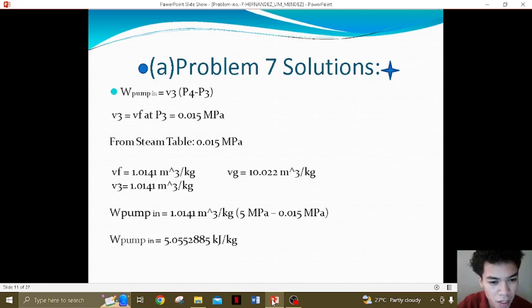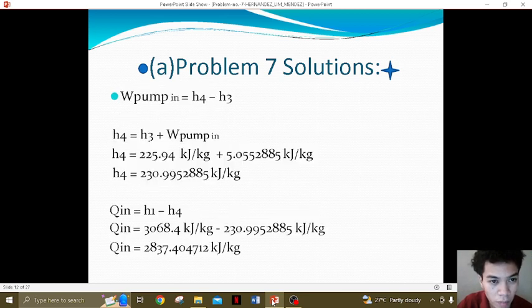Then the work pump in, you substitute there: 1.0141 m cube over kilogram, then substitute the P4 and P3, 5 megapascal minus 0.015 megapascal. Then you have the result of work pump in equal to 5.05528885 kilojoule per kilogram.